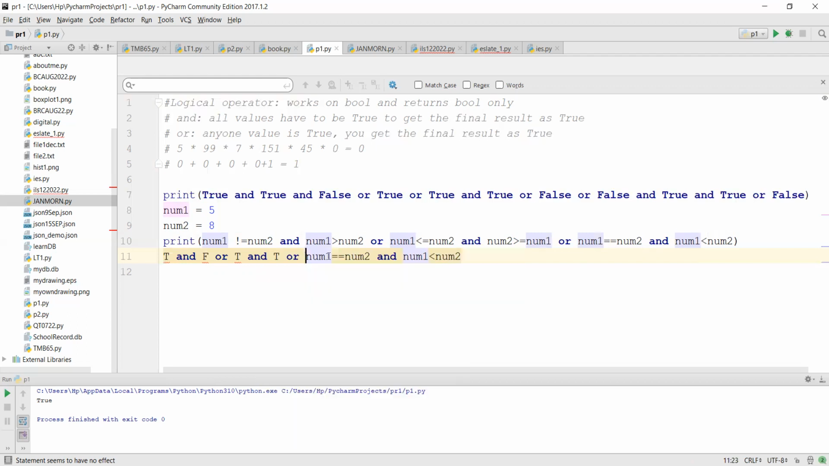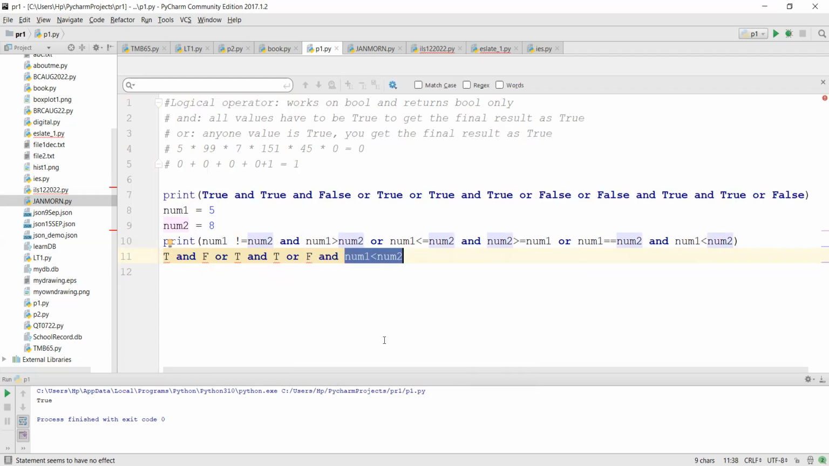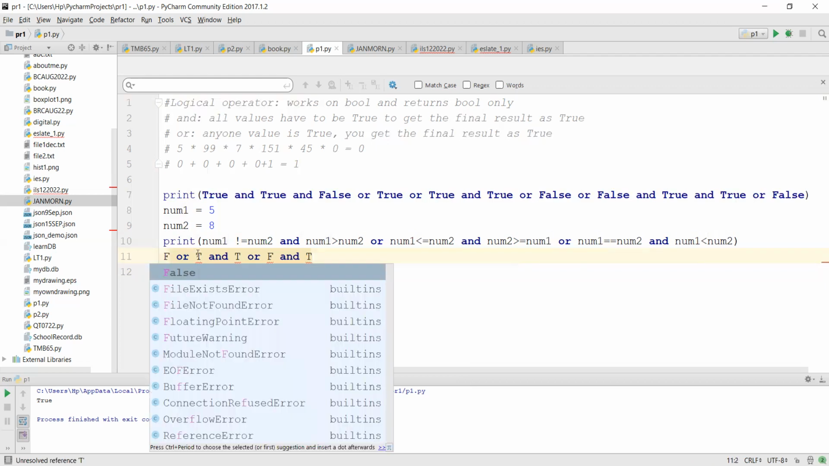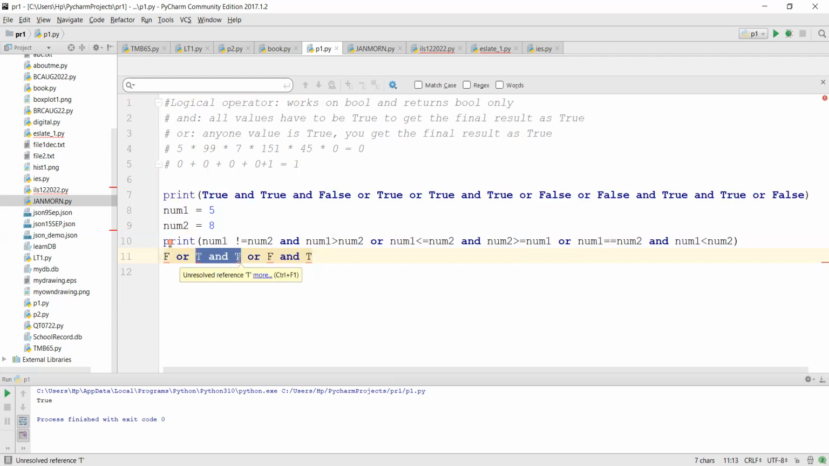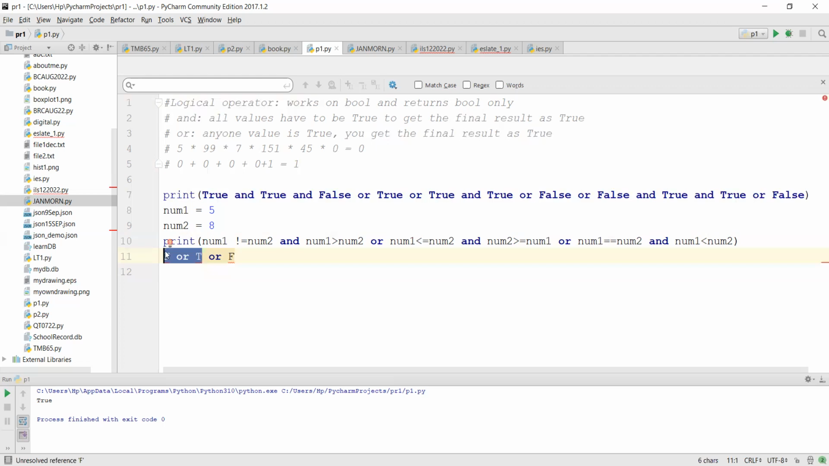Num1 equal to num2. No, false. Num1 less than num2. Yes, true. Now you solve OR and AND. F and F, F. T and T, T. F and T, F. And now F or T, T. T or F, T. So when you run it, you get true. So this is how we use logical operators.